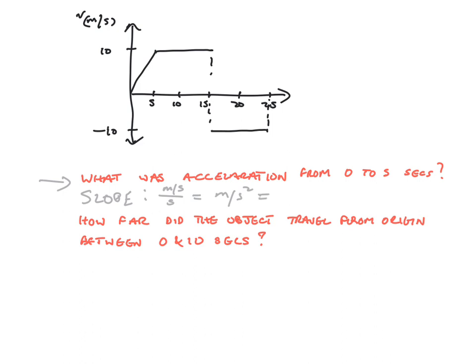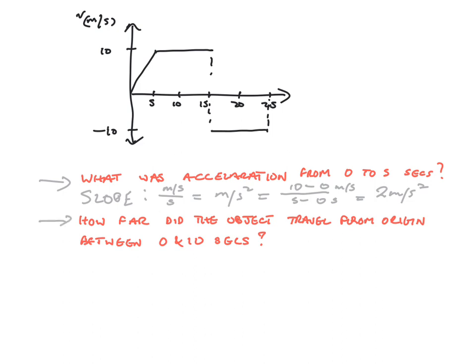Okay, so if we take 0 to 5 seconds, we can see that it's rise over run. So 10 minus 0 meters per second all over 5 minus 0 seconds. And that gives us 2 meters per second squared, which is the unit for acceleration. So that means that the object was, every second, increasing its velocity by 2 meters per second.